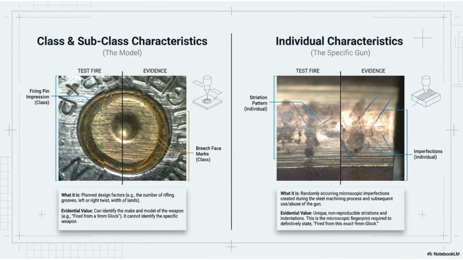Forensic examination distinguishes between class and individual characteristics. Class characteristics, such as the firing pin impression, can identify the make and model. Individual characteristics, like striation patterns, are unique, irreproducible imperfections that link the evidence to a specific weapon.